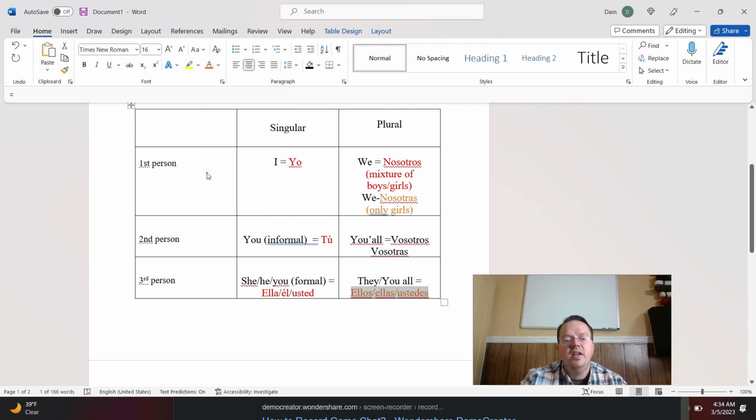And it depends on the context in which you use the pronouns. If it's ellos, that means it's a mixture of boys and girls or only boys. And if it's ellas, that means it's only girls. Ustedes, that's usted. You don't have to say ustedes to make it boys or girls. But ustedes is just you all.